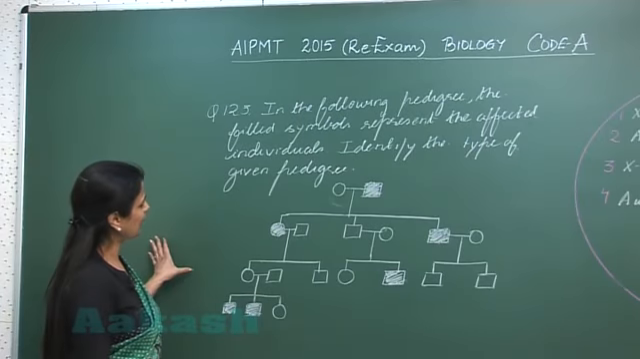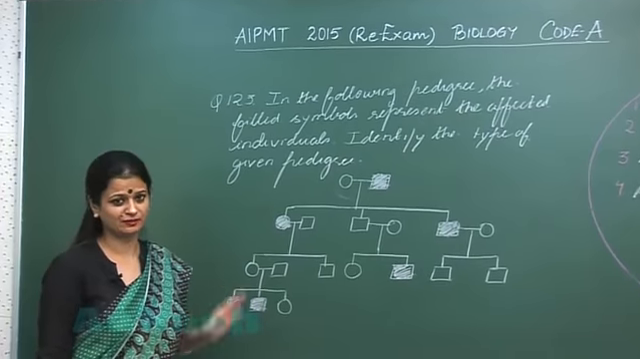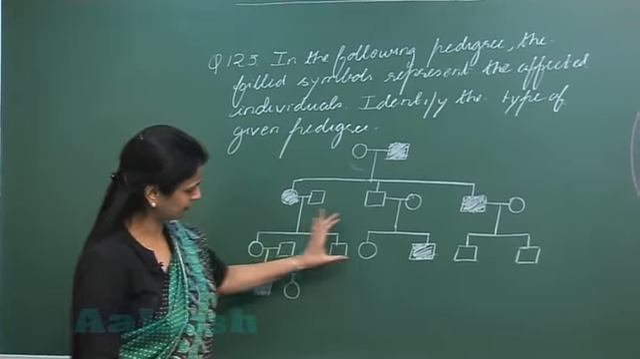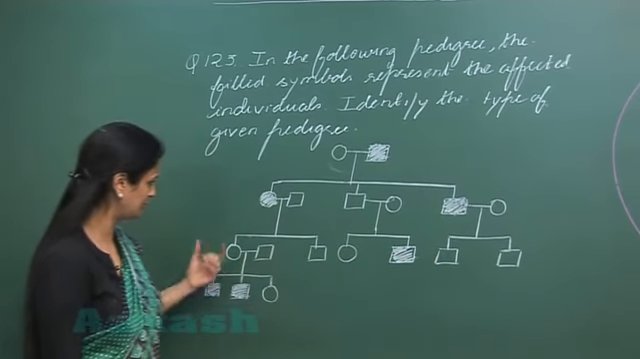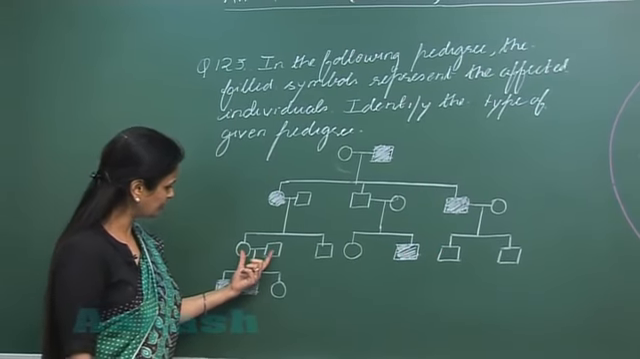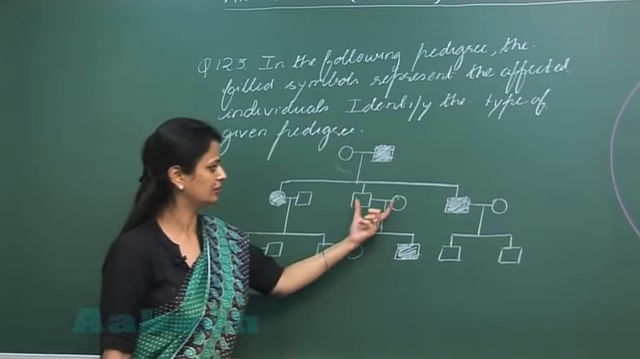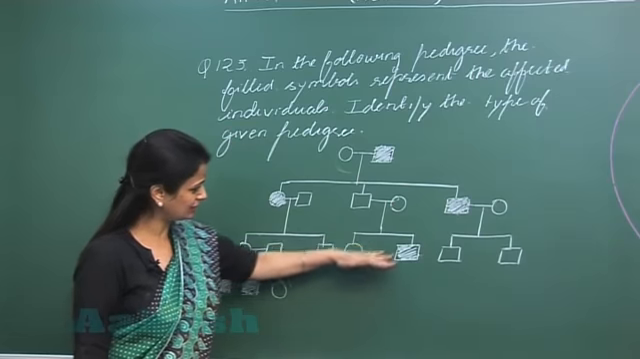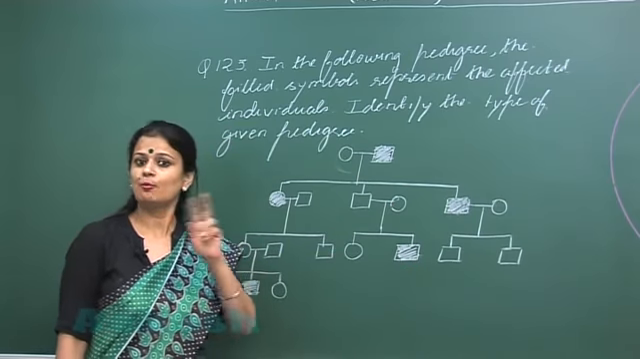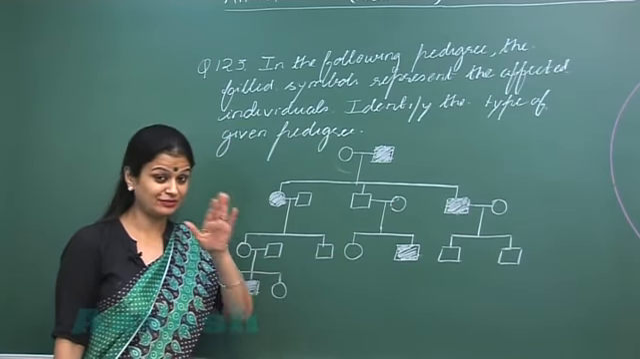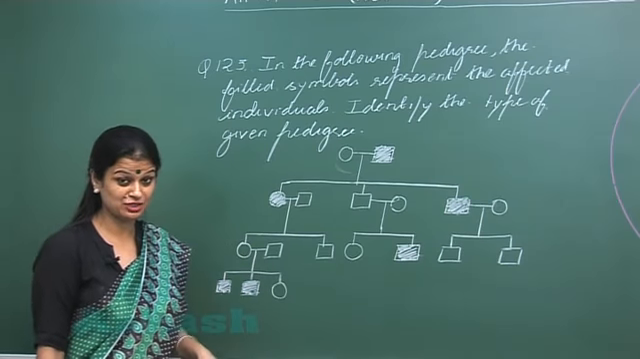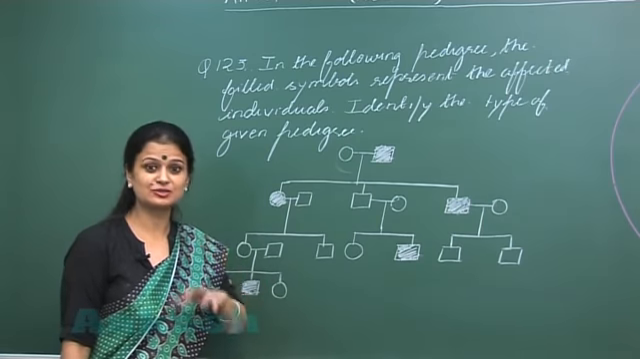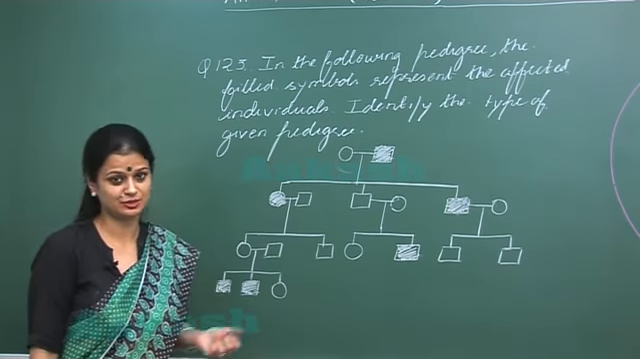So in this question we have to identify the type of given pedigree. If we look into this generation, you see here that the parents are normal. Also here in this generation the parents are normal, but in the progeny the disease condition is there. Both the parents are normal and the disease condition is there in the progeny. The disease is recessive. This is a case of autosomal recessive disorder.